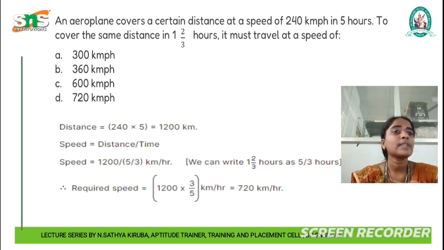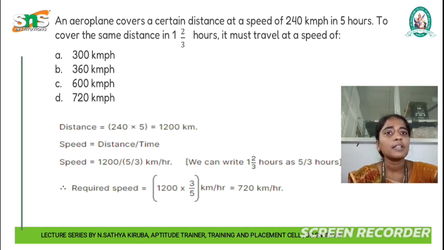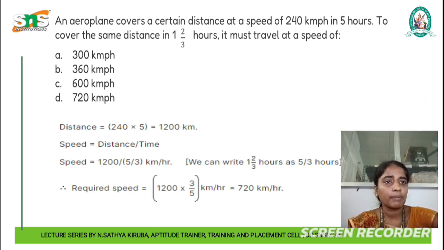Now, speed is equal to distance by time. We have 1200 as the distance, and the time is 1 2 by 3 hours. When we convert into a mixed fraction, 1 times 3 is 3, 3 plus 2 is equal to 5, so that becomes 5 by 3 hours. On reciprocating it, it becomes 1200 into 3 by 5, which is equal to 720 km per hour.